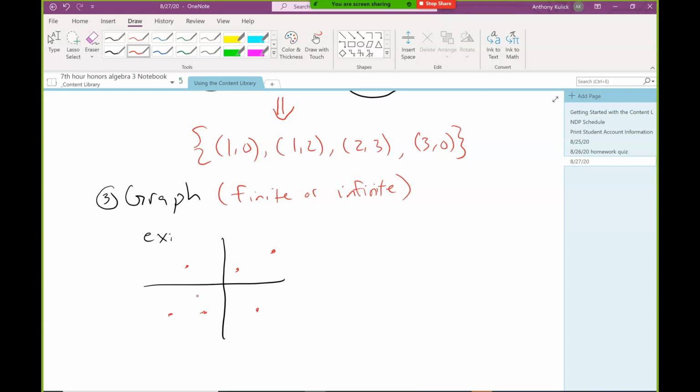The reverse is not necessarily true. You can have an infinite relation that is just made up of points. We'll look at an example here in a second. But if your relation has only points, it's guaranteed to be finite. Nope. If your relation is finite, it's guaranteed to have only points in it. Nothing connected.